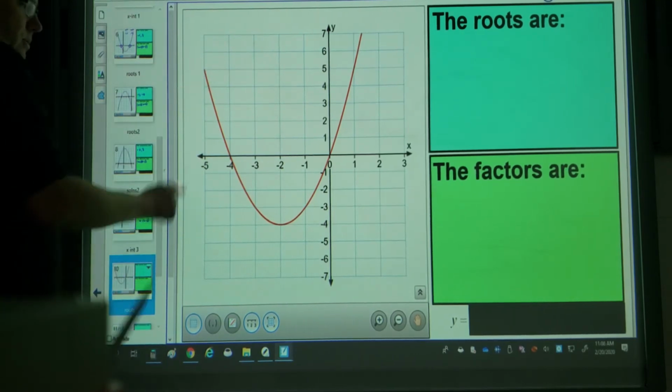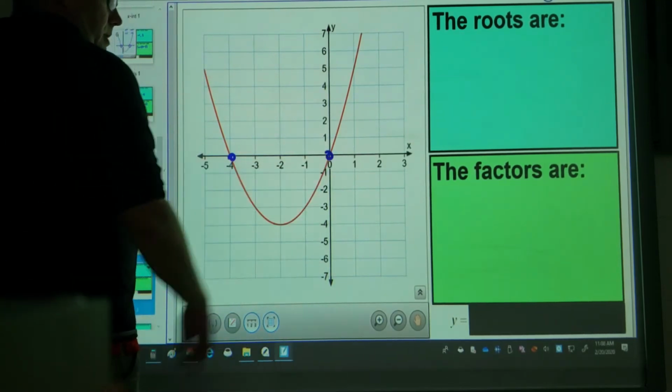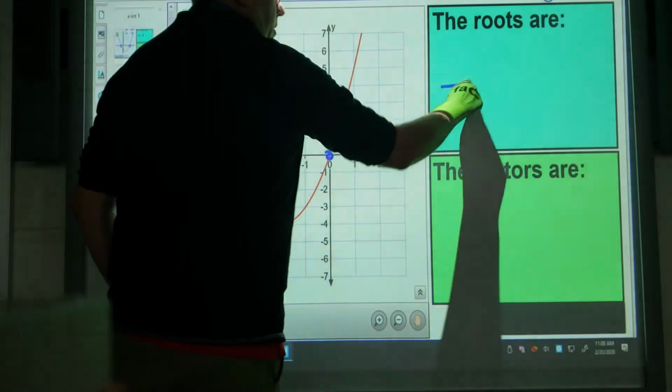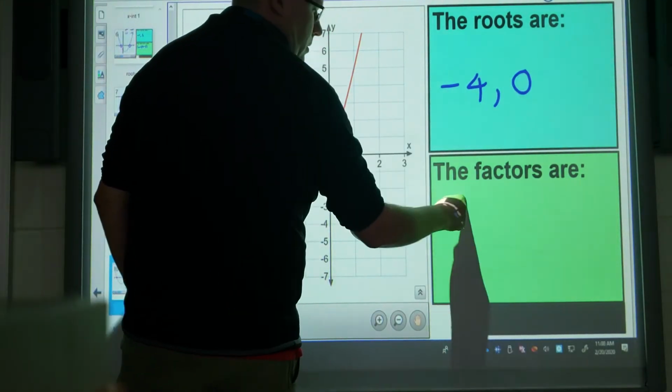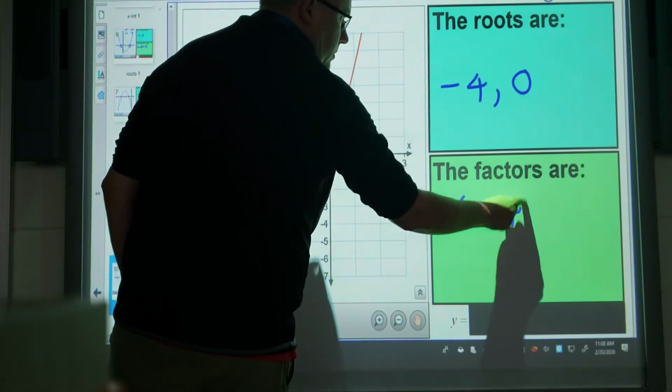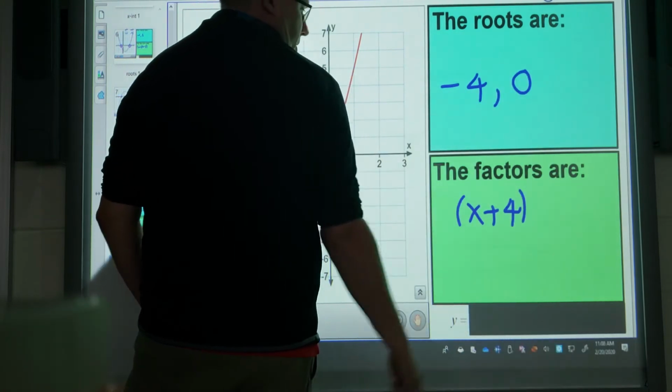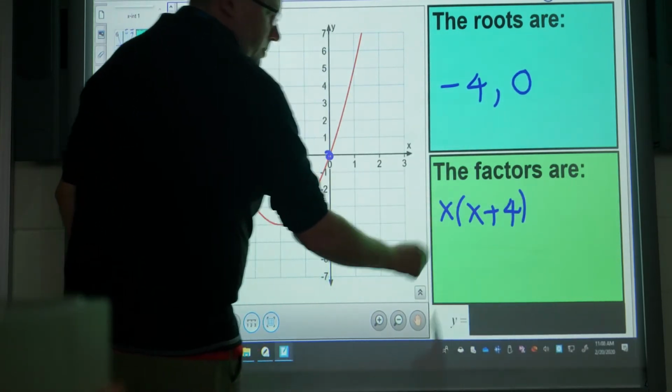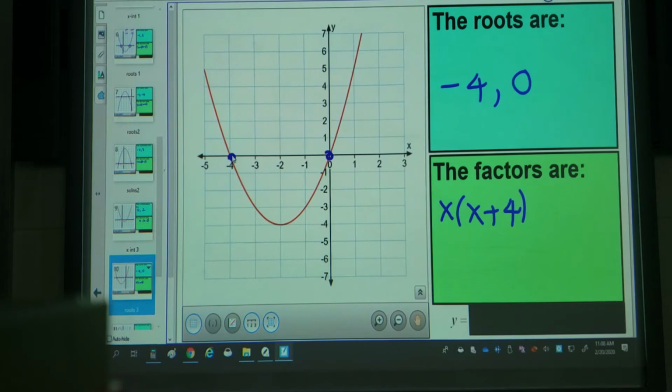My positive x squared graph again, it says roots, so I know I'm looking for these x-intercepts. So -4 and 0, the opposite of -4 is +4. Once again, I've got my 0, which is an x. Normally, I would put the x at the start of the answer rather than just at the end.